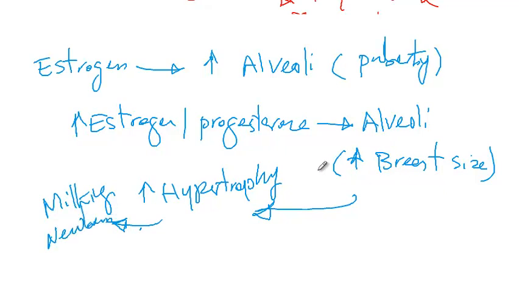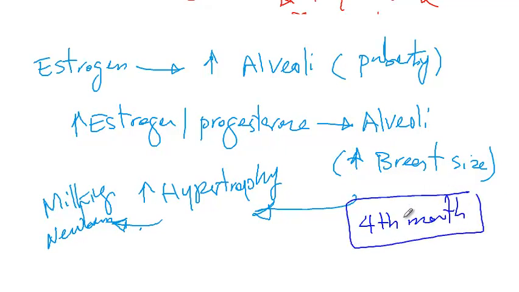Now the question that you may have here is that the breast size keeps on increasing, and in fact by the time the mother reaches the 4th month of pregnancy, the breasts have reached enough size in order to produce milk. But now the question that you may have is that how come there won't be any milk production until after the birth? And the answer for that is that elevated estrogen and progesterone, they are acting negatively on the prolactin hormone.